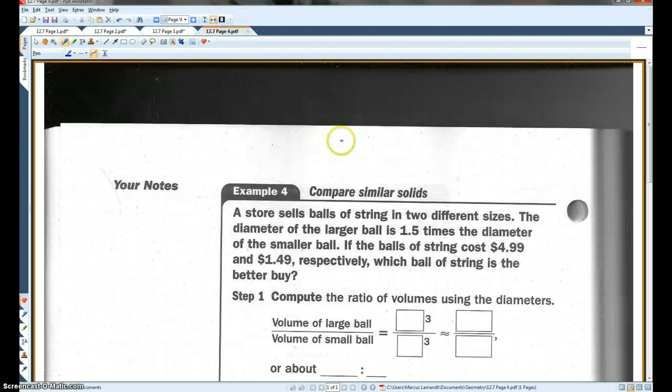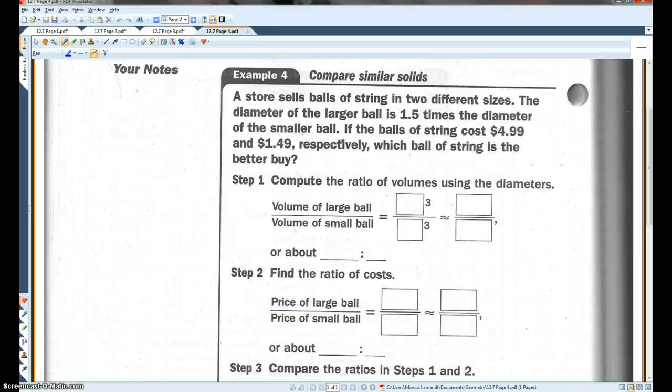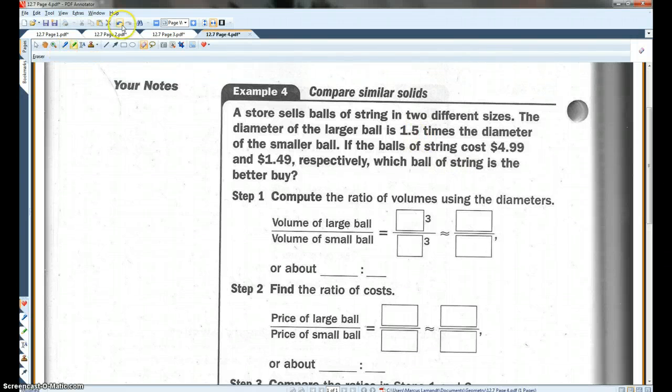Let's go on to the last page, page 4. Compare similar solids. Okay, a store sells balls of string in two different sizes. The diameter of the larger ball is 1.5 times the diameter of the smaller ball. If the balls of string cost $4.99 and $1.49 respectively, which ball of string is the better buy? Alright, volume of the large ball. We are not given the volume of either of the balls, but we know that the diameter of the large ball is 1.5 times the diameter of the small ball.